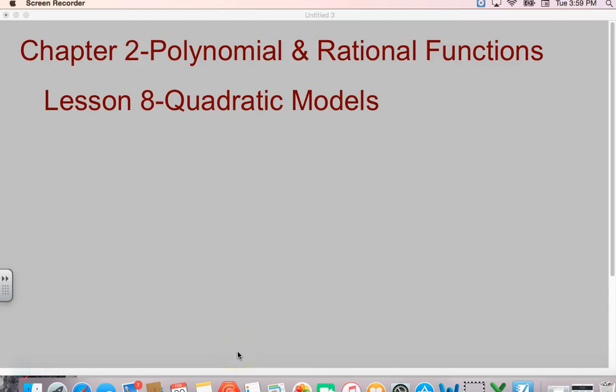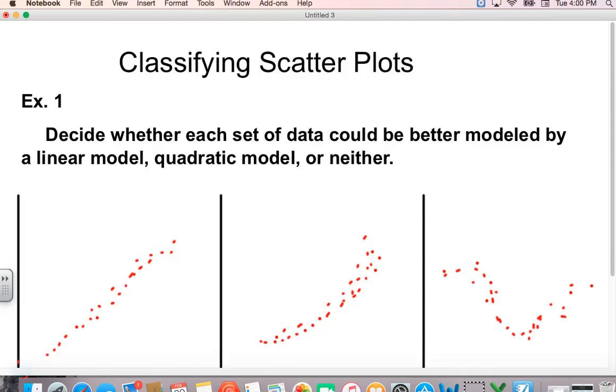Alright, so today we're going to be doing a lesson on quadratic models. This is the last section in chapter 2 before we review and test. So first thing we need to look at is how to classify different scatter plots.